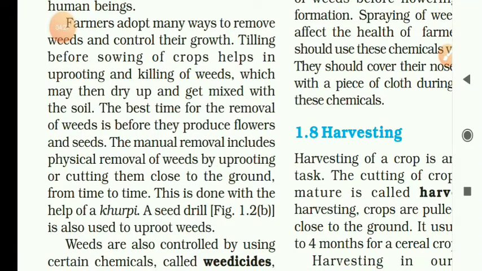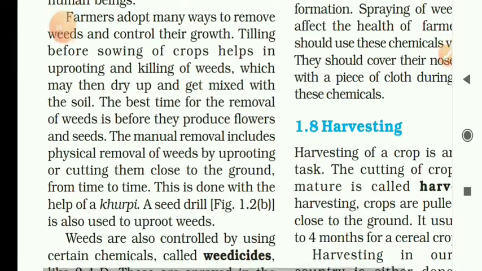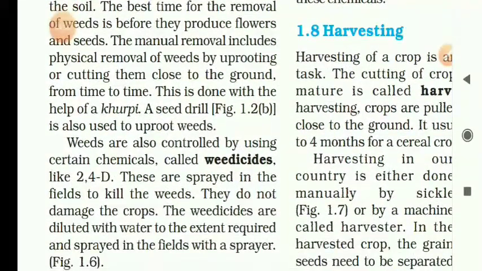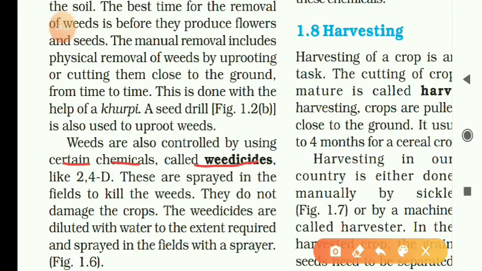Then the next one: weeds are controlled by using certain chemicals. So that is called weedicides. What do you mean by weedicides? Certain chemicals are used to remove the weeds. So like this way, three ways. One is tilling, second one is manual and third one is weedicides.